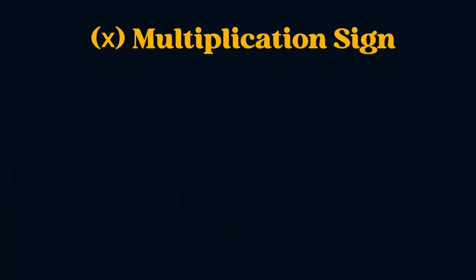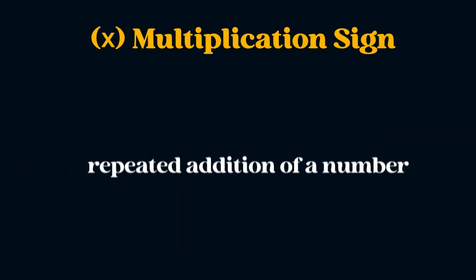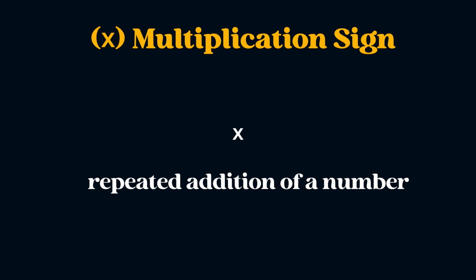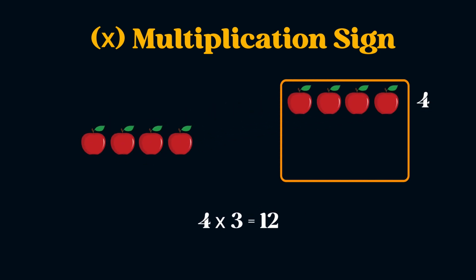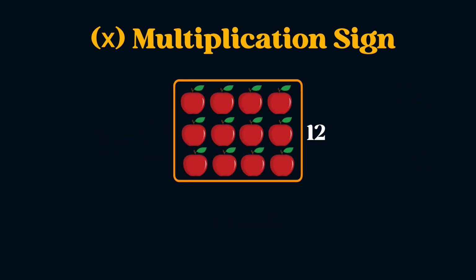3. Multiplication sign. Multiplication is the repeated addition of a number, and this symbol makes it easy to represent. For example, 4 times 3 is equal to 12, meaning 4 added to itself 3 times equals 12.